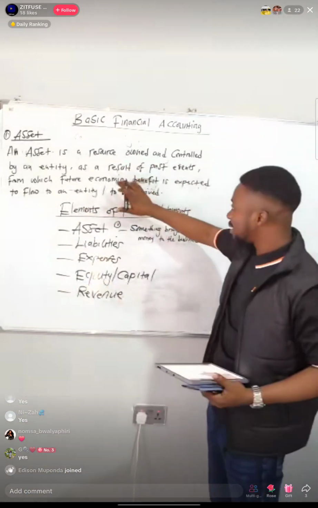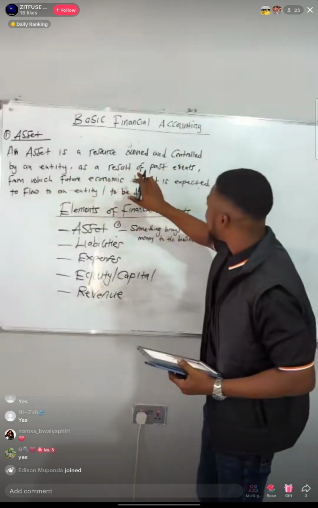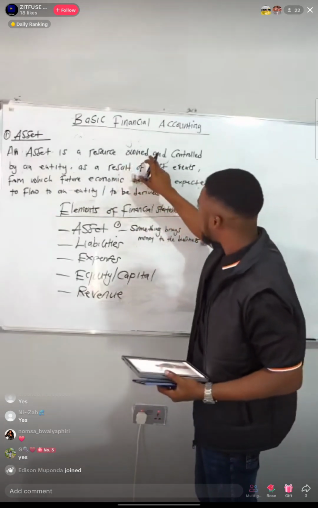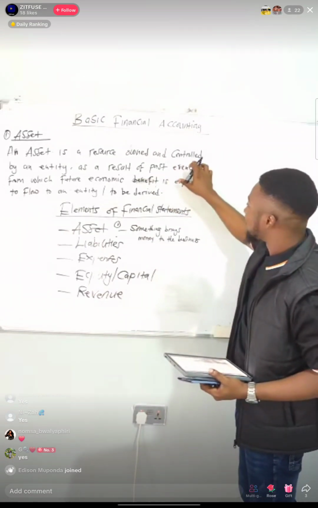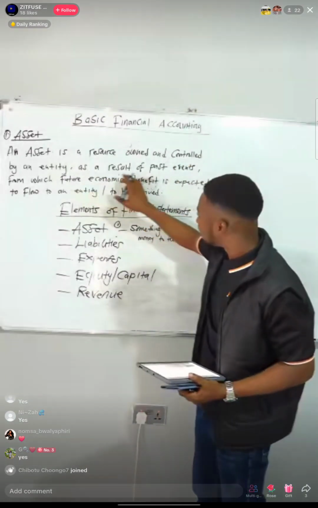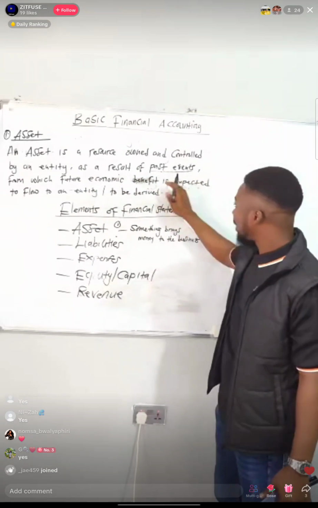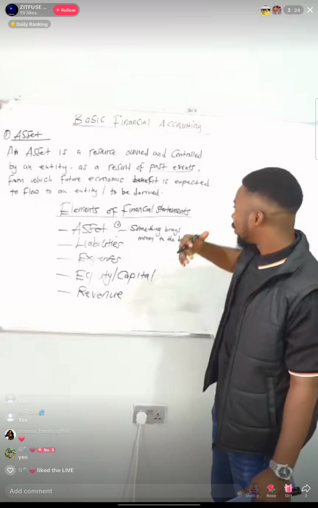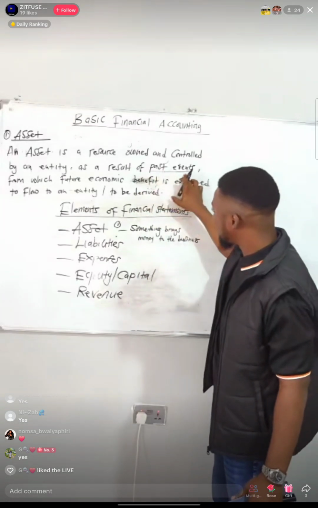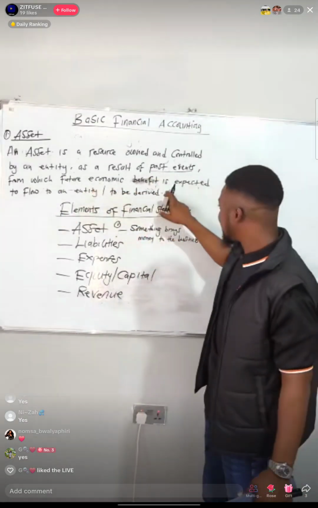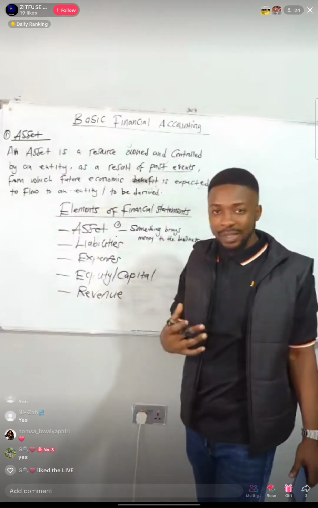So this definition that I've given you is a standard definition which caters for everything. When you talk about an asset, you need to own this particular resource, and also you need to be able to have control as an entity, and then it needs to arise, as I mentioned, as a result of past events. These past events I'm referring to mean you bought this particular asset. There's a transaction, you purchased it. And then from which future economic benefits are expected to flow to an entity. So once you buy an asset, you should be able to derive benefit from it.